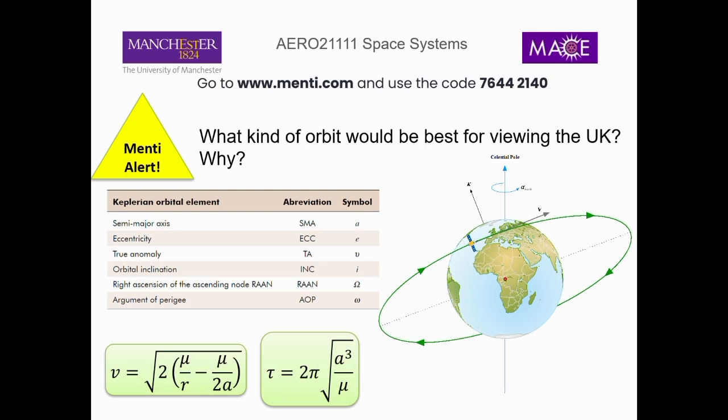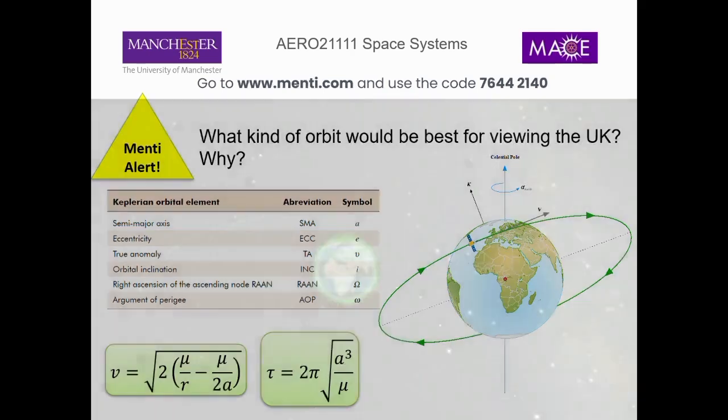Somebody said an elliptical orbit with the apogee over the UK. We'll talk a little bit about those as well and why that might be a good idea. We talked about, obviously, we move slower at the apogee, so the idea is that we would be slow as we passed over the UK. So there are some really good ideas coming in here, and some people talking about maybe inclining the orbit at 40 degrees, and we'll talk about why that might be a good idea as well. So thank you all for throwing in your answers, much appreciated. And with that, we will kick off the class in earnest.